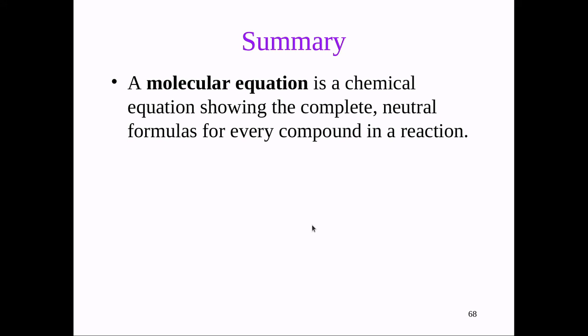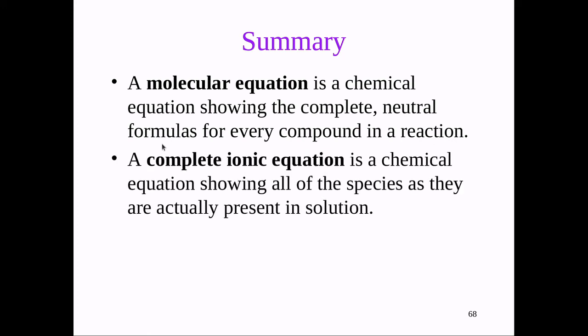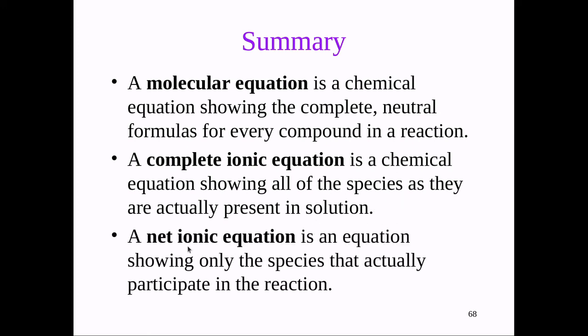So in summary, a molecular equation is a chemical equation showing the complete neutral formulas for every compound in the reaction. A complete ionic equation is a chemical equation showing all the species as they are actually present in solution, meaning our electrolytes are going to appear as ions. And a net ionic equation is an equation showing only the species that actually participate in the reaction.